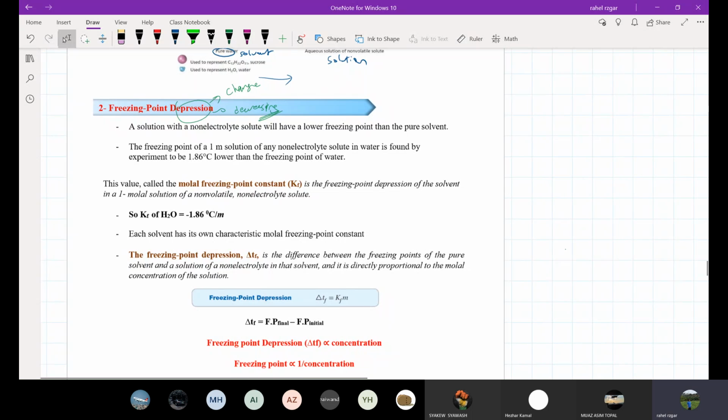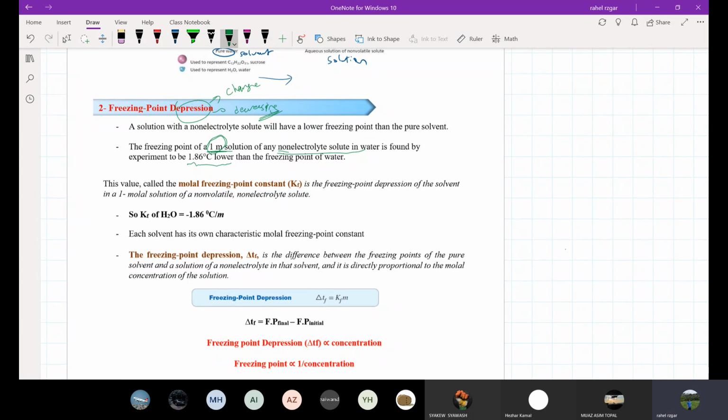For example, the change for water is given here. It says freezing point of a 1 molal solution of any non-electrolyte solute in water. It means that if we increase the concentration of water by 1 molar, what is going to happen to the freezing point? The freezing point will be 1.86 Celsius lower than the freezing point of the water itself.